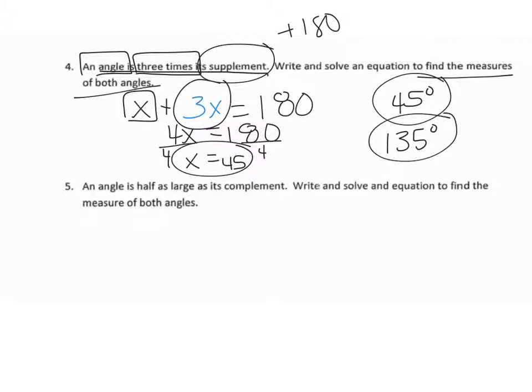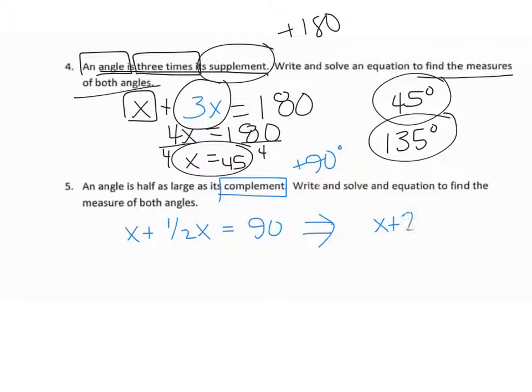3 times 45 is 135 degrees. And the last one. An angle is half as large as its complement. So complement means it adds up to 90. So there's 2 ways that you can do this. Just to avoid working with the fractions, instead of saying x plus 1/2 x equals 90, you're going to get the same 2 angle measures as if you do x plus 2x equals 90. I'm going to show you how you're going to get both answers.